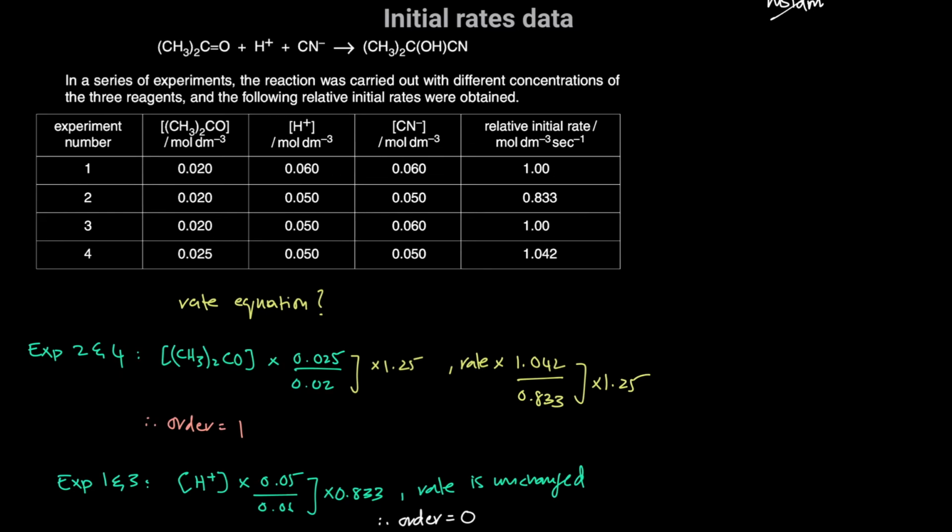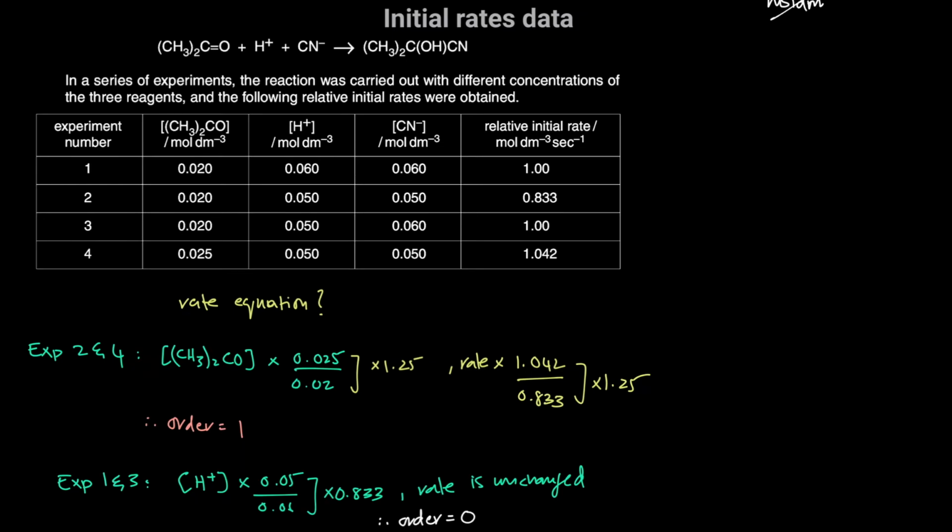Now we want to find the order with respect to cyanide ions, and for that we can compare experiments 2 and 3. We're changing the concentration of cyanide, but the concentration of H plus and ketone remain the same. Anyway, we know that changing the concentration of H plus will have no effect on the reaction, since it's order 0 with respect to it.